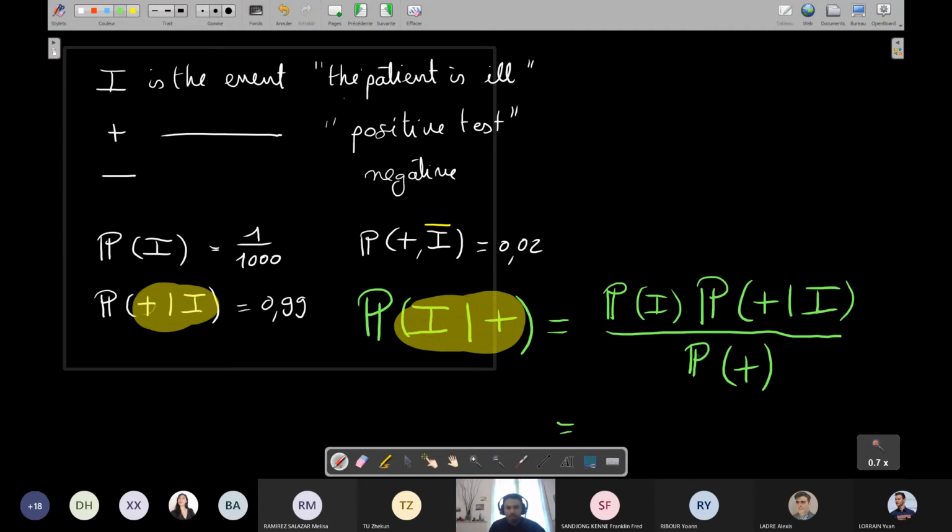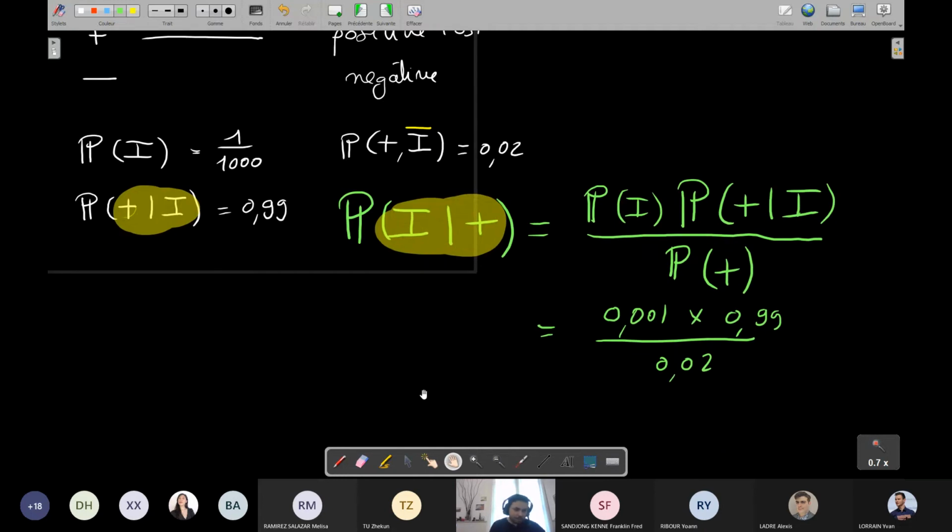So if we use this computation, we get 0.001 times 0.99 divided by 0.02. And you get something like, I don't know, I have to compute it. Let me check. Where's my calculator? Yeah, so it's 0.001 times 0.99 divided by 0.02. You get 0.0495.